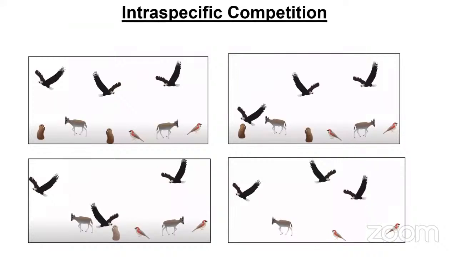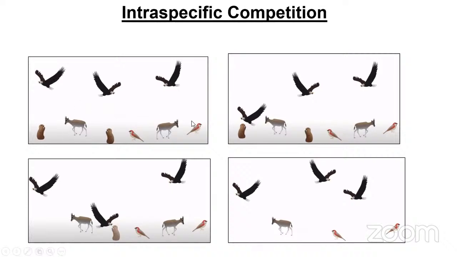Now, the other type of species interaction is called intra-specific competition. In this, the competition happens between the same species. In interspecific, the competition was happening between different species. In intra-specific, the competition is happening between the same species. Take the example of eagles.